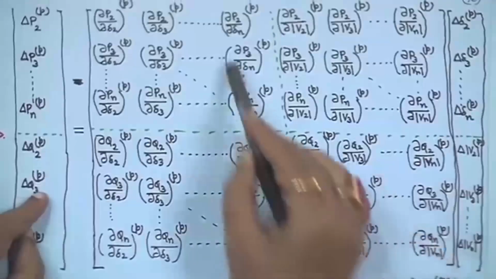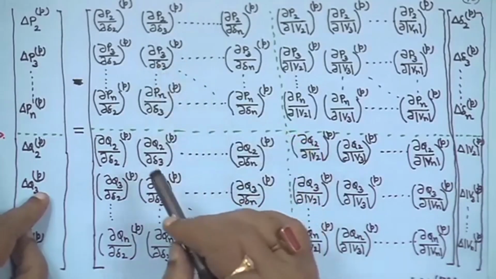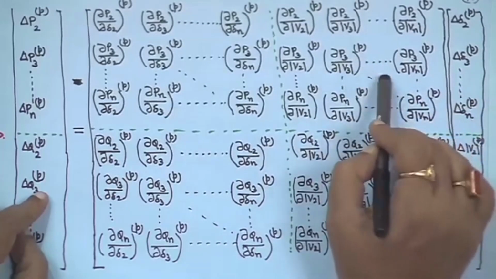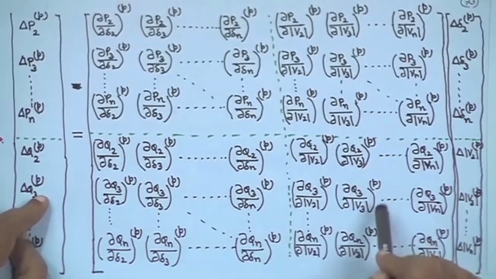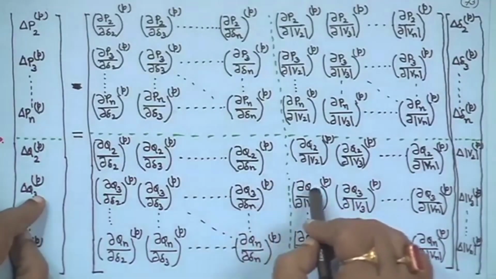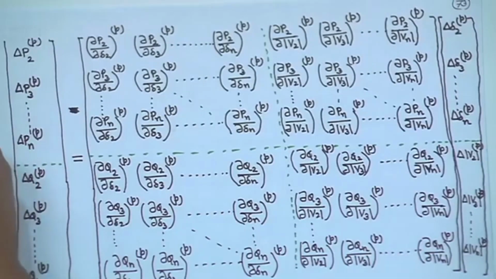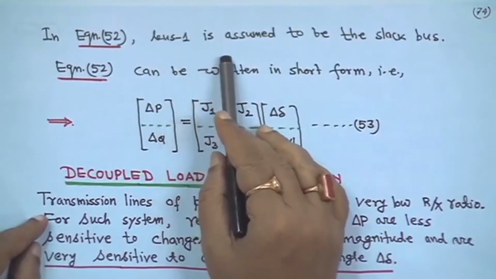This equation, this part is n minus 1 into n minus 1, because bus 1 is the slack bus. This partition, this matrix is n minus 1 into n minus 1. This is also n minus 1 into n minus 1. This is also n minus 1 into n minus 1. That means, as a whole, the dimension of the matrix is 2 into n minus 1 by 2 into n minus 1, right. So, in equation 52, bus 1 is assumed to be the slack bus.